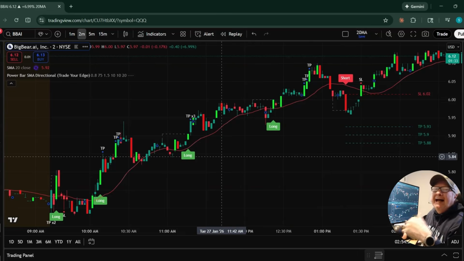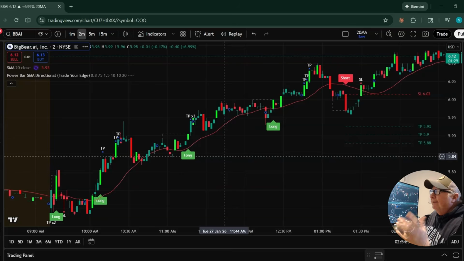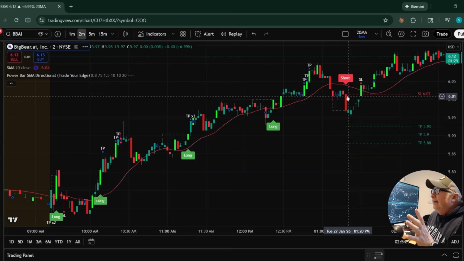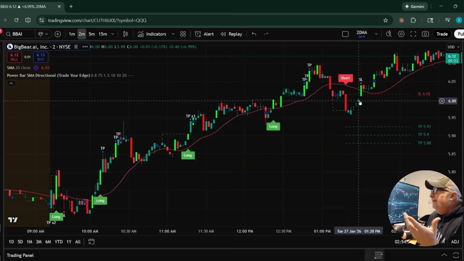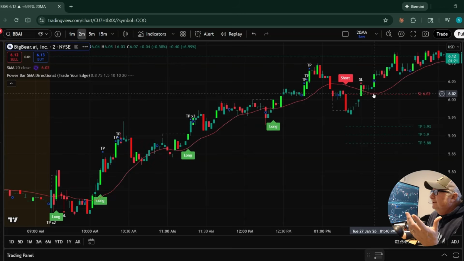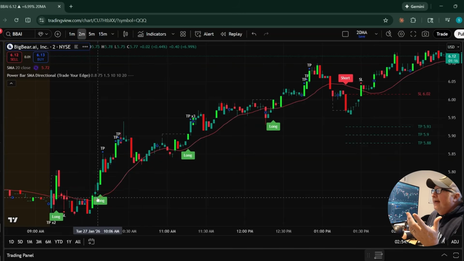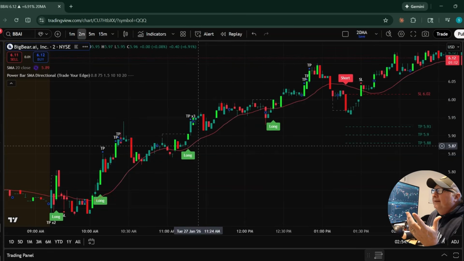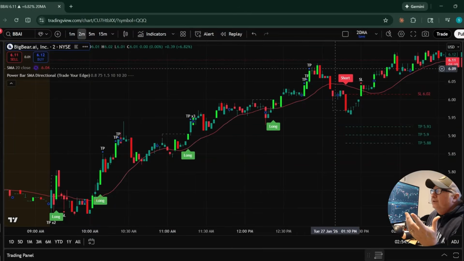The power bar has to be in the direction of the 20. If the 20 is flat, then it can be in either direction. Here you can see the 20 flattened out, and you got a short here that ended up in a 5 or 6 cent loss. But that's fine after capturing a large piece of this move higher during the early part of the day.